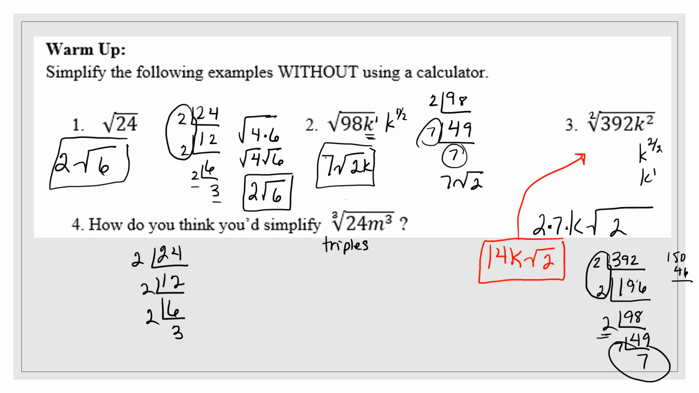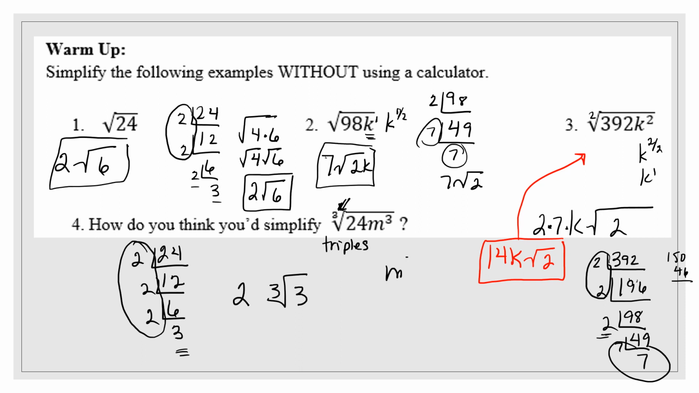So in this case, the root tells me how many I need for each group. So I need a group of 3. I have a group of 3 2's, one group of those, and the number left would stay under, in this case, the cubed root. Now I'm going to look at the m to the third power. You've got a couple choices.